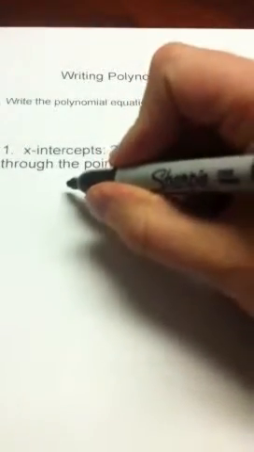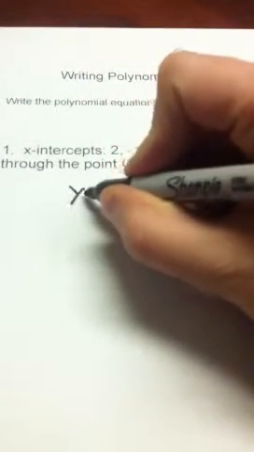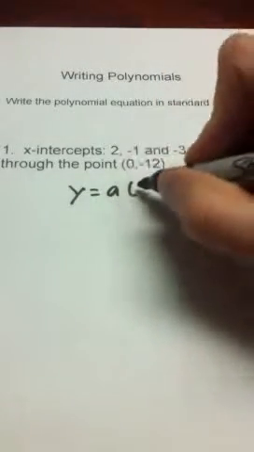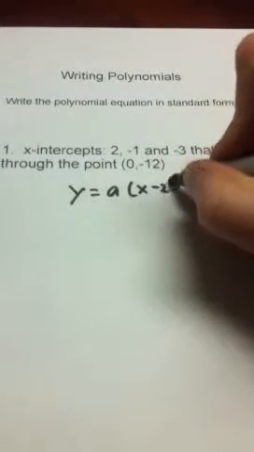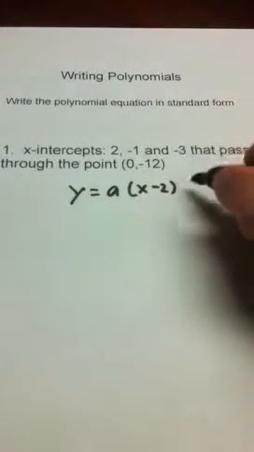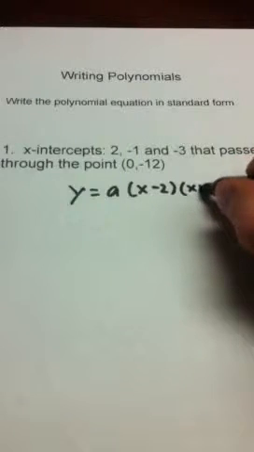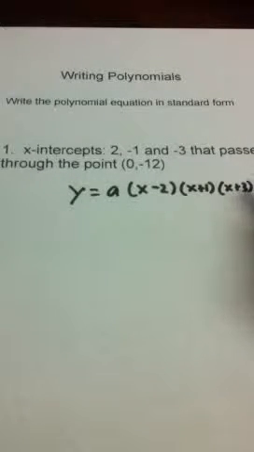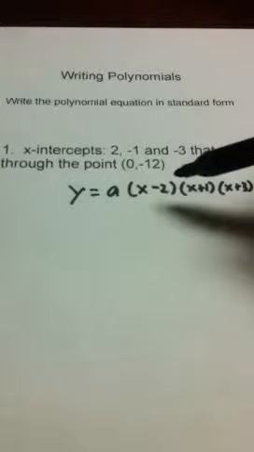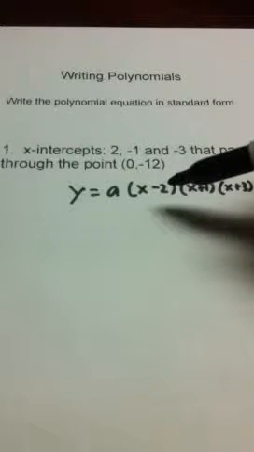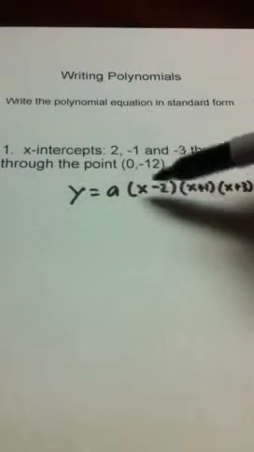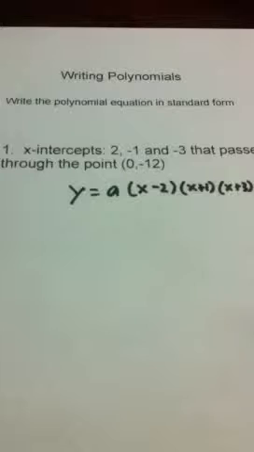So for starters, we're going to start off with the equation y equals a, and then my x-intercept of 2 means a factor of x minus 2. X-intercept of negative 1 is a factor of x plus 1. And then an x-intercept of negative 3 means a factor of x plus 3. And so remember, you'd set factors equal to 0. So if I set x minus 2 equal to 0, I would add 2 to both sides and get x equals 2. Again, factors and x-intercepts or zeros are always opposite signs.